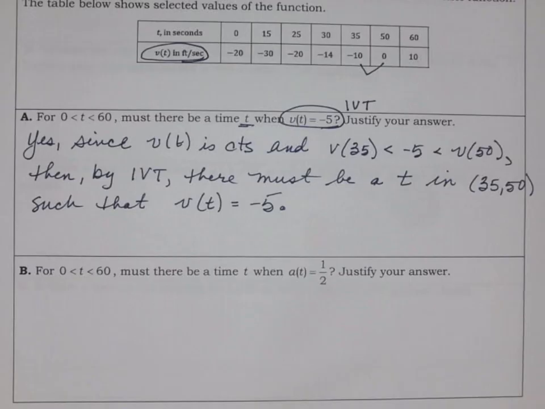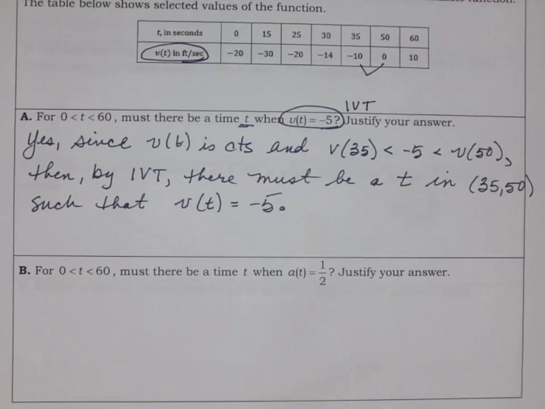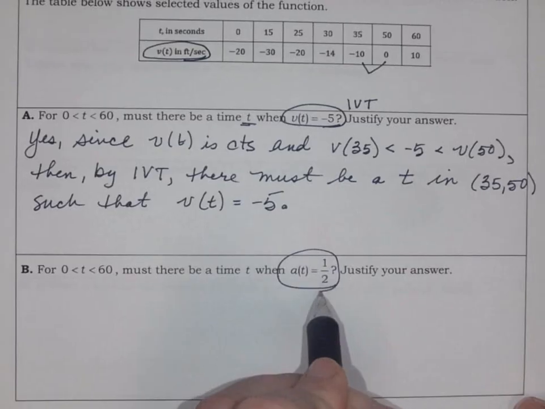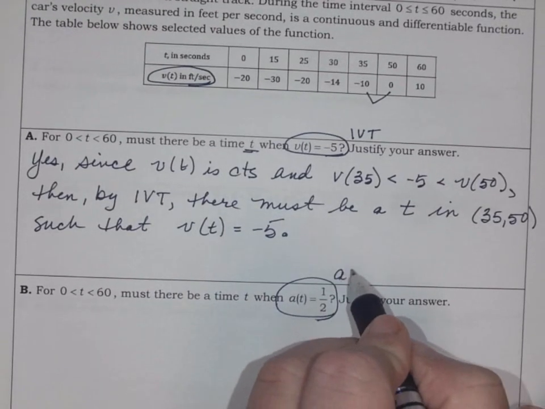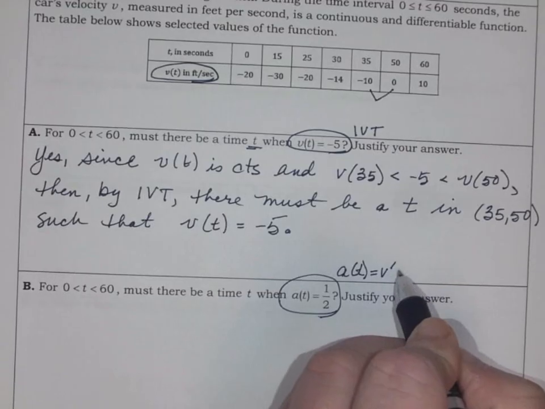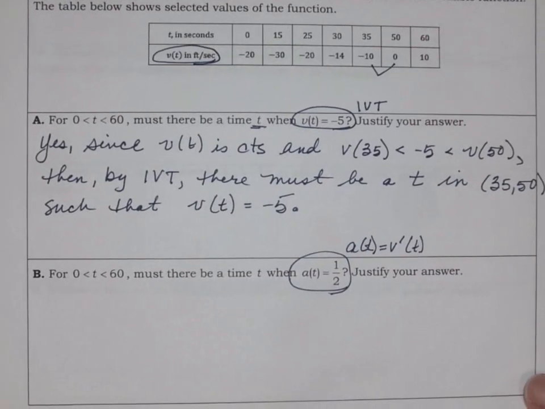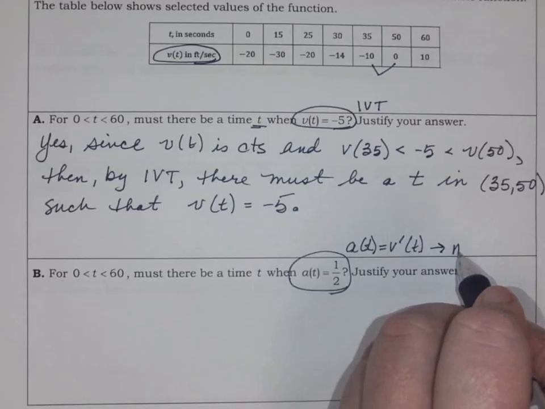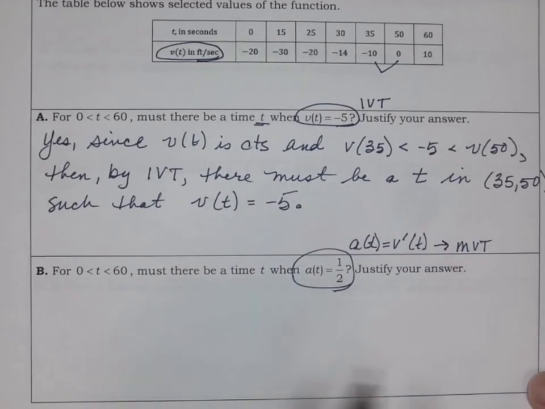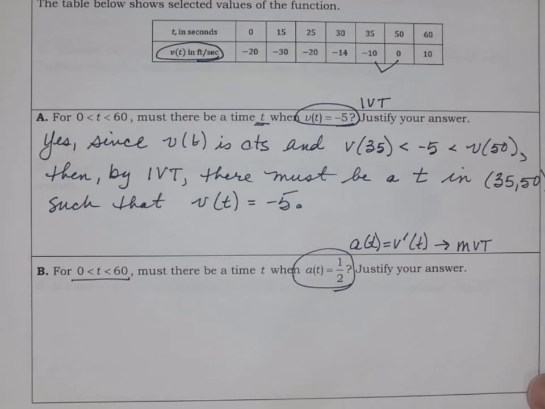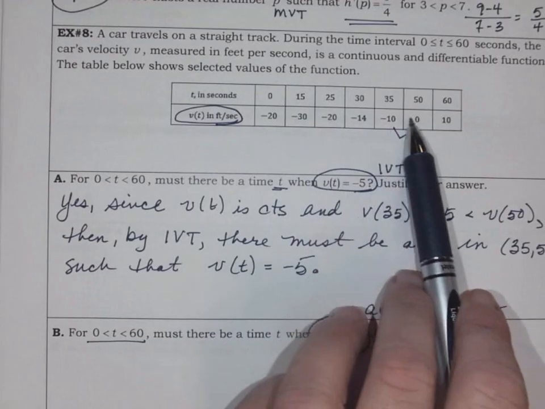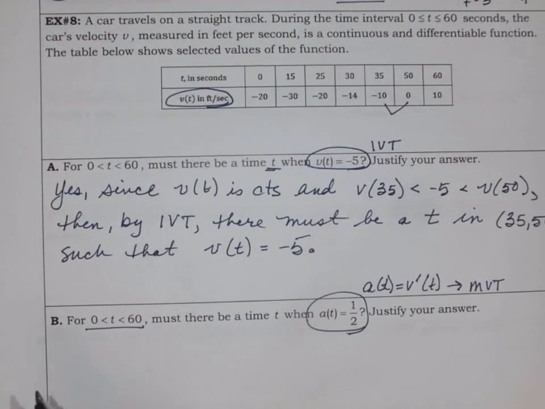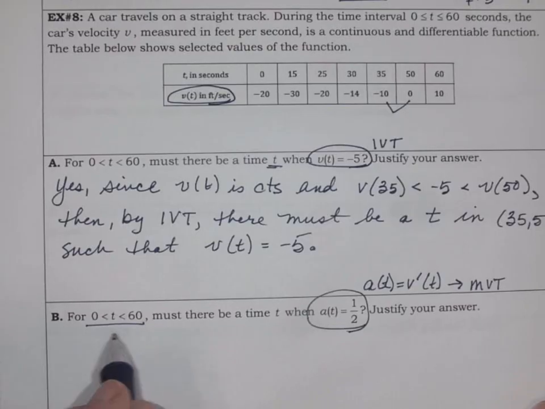For 0 less than t less than 60, must there be a time t when a of t equals 1/2? Okay, so on this one, we're talking about a of t, which is the derivative. Remember, a of t is the derivative of velocity. So if we're talking about a derivative, then that means we have mean value theorem. Now we're going to start using the endpoints that they gave us and see if that works. If not, then we'll have to come inside the interval and see if we can find something that works. So let's just try the endpoints.